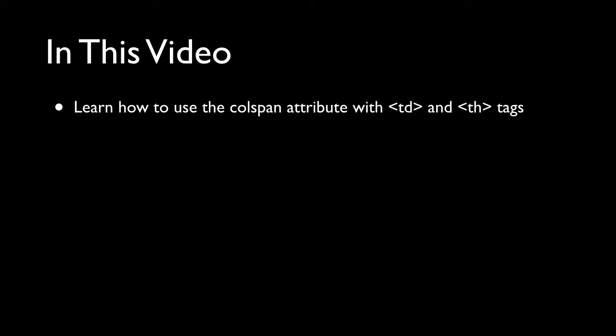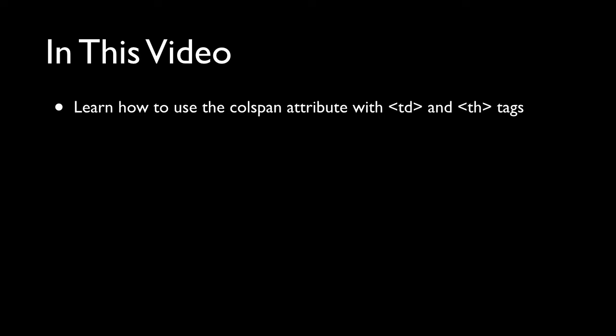This is part 3. Hopefully you've watched part 1 and part 2 prior to watching this, and that you've read the chapter in your textbook on tables, as well as the associated Canvas module. In this video, we're going to talk about the colspan attribute for TD and TH cells.